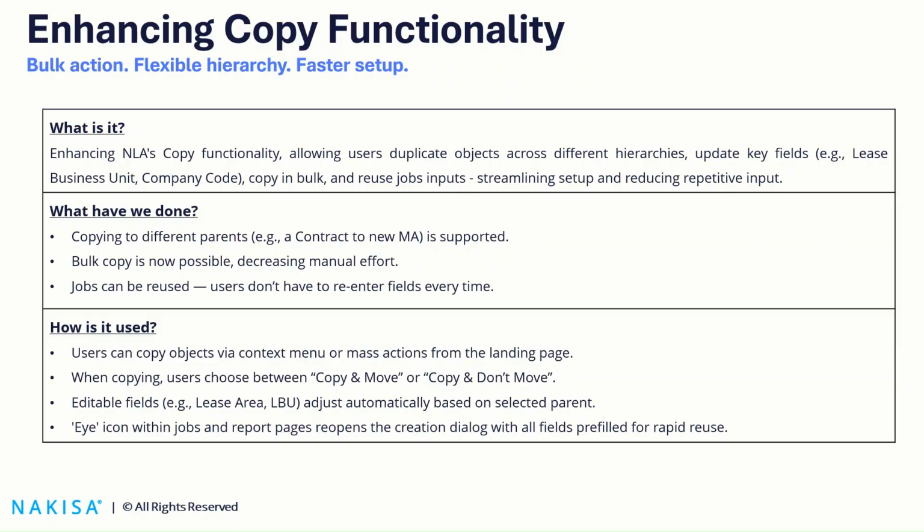Enhanced copy functionality. We've brought you bulk action, flexible hierarchy, and faster setup. So what does that mean? We have allowed users to duplicate objects across different hierarchies, update key fields, for example lease business unit, company code. You'll be able to copy in bulk and also reuse job inputs, which will help in streamlining the setup as well as reducing repetitive inputs when running jobs.